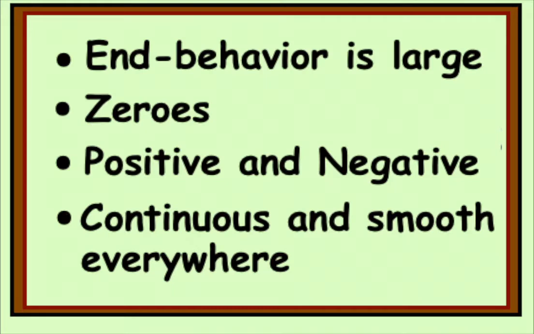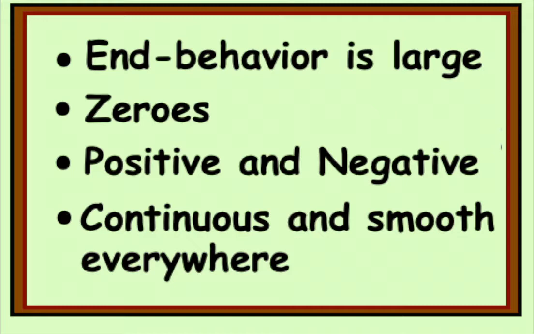We know that the end behavior is large. So all we have to worry about is large positive or large negative. We're going to know the zeros, the x-intercepts, and we're going to know on what intervals the function is positive or negative. And we also know that on the entire real number line, these polynomials are always continuous and smooth.